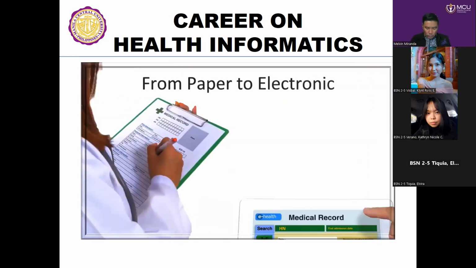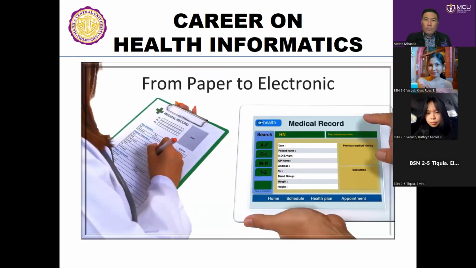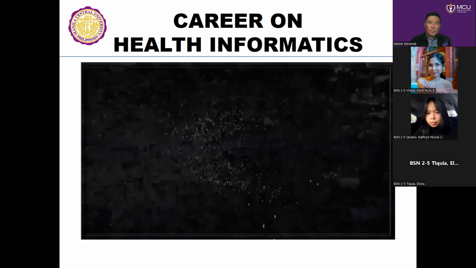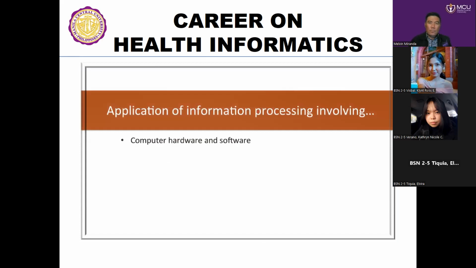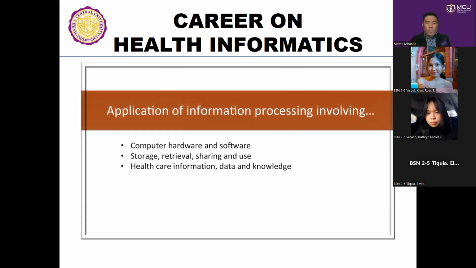Today, the U.S. healthcare industry is trying to implement health information technology for all providers and related businesses. This requires a new workforce with specific training in health information technology. So, what specifically is health informatics? HI is the application of information processing involving both computer hardware and software. It deals with the storage, retrieval, sharing, and use of healthcare information, data, and knowledge, including its communication and use for decision-making.